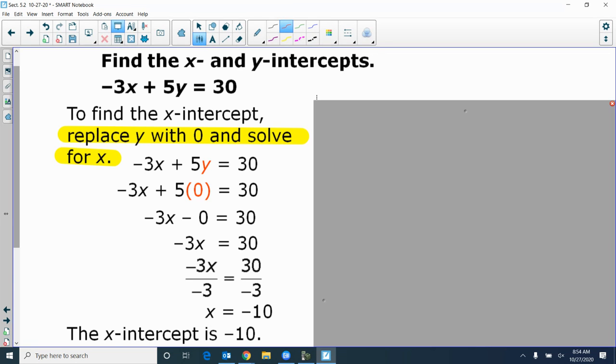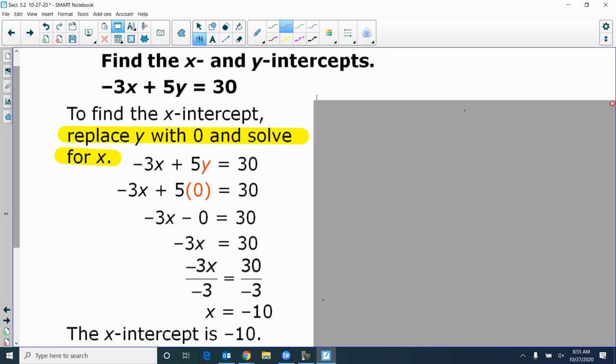Close. So, all right. So on your notes, where it says to find the x-intercept, see where it says that? Fill that in with replace y with 0 and solve for x. You replace y with 0 because we know the y-coordinate has to be 0. And then we solve for x. Where it says to find the x-intercept: replace y with 0 and solve for x.